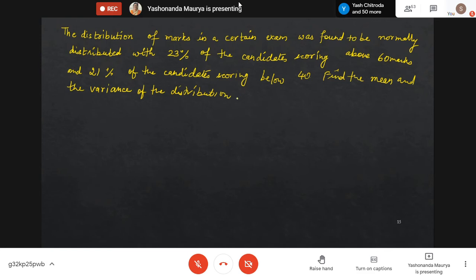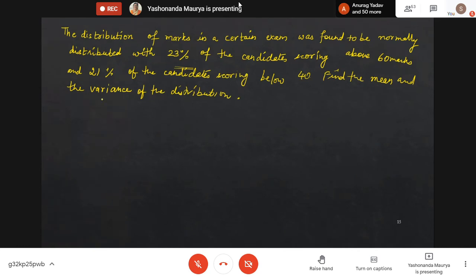How do we do this one? Now, over here, mean and standard deviation are not given. But what is given is that the distribution of the marks is a normal distribution, and 23% of the candidates have scored above 60, and 21% of the candidates have scored below 40. So we need to find the mean and the variance.